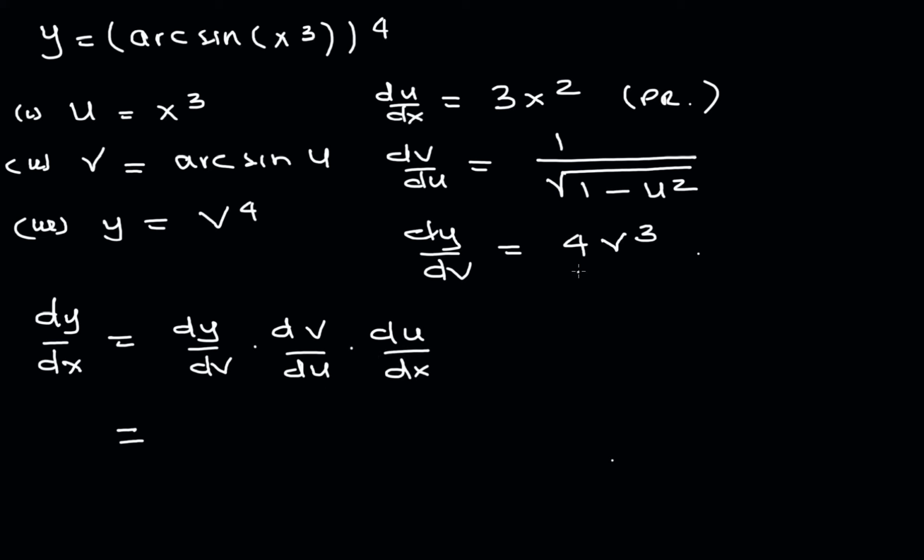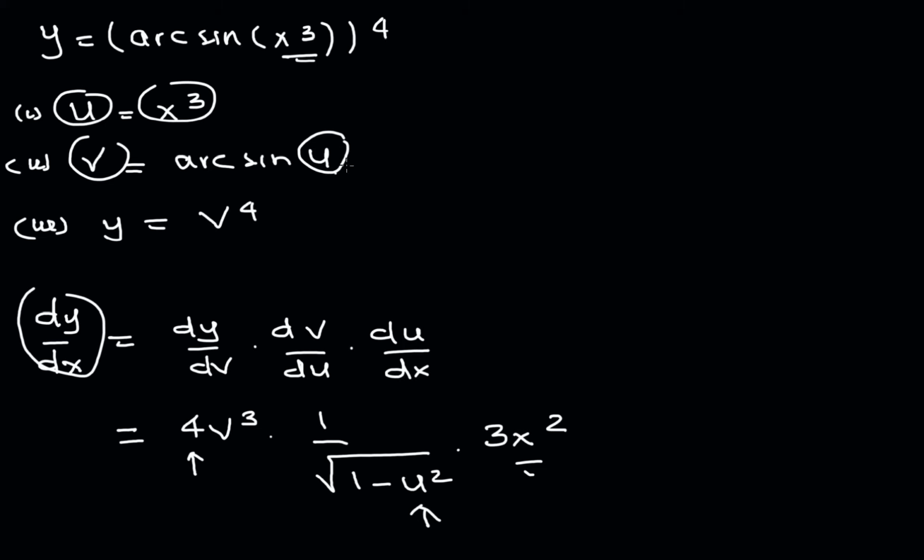So now we carefully replace this. We say 4v^3. What's the next one? 1 over square root of 1 minus u squared. And then what else? 3x squared. That's the last one. Right, so we can see here that now we've obtained this, but it still has these variables that we can't leave because we need to have x as the only variable on the right hand side.